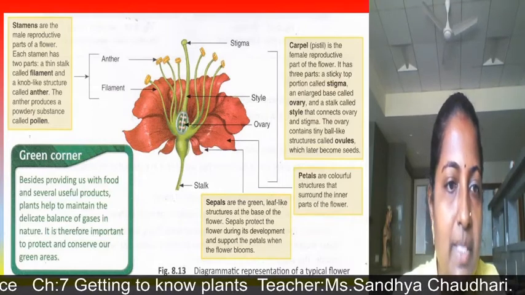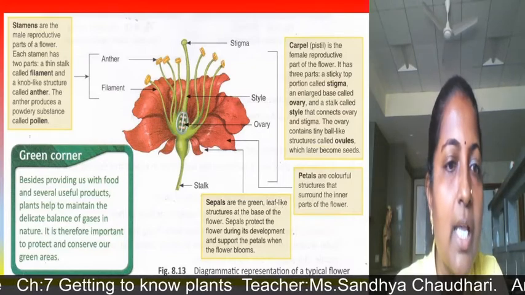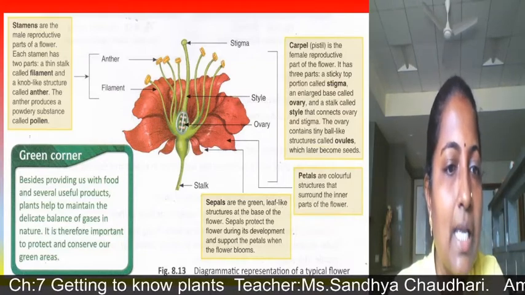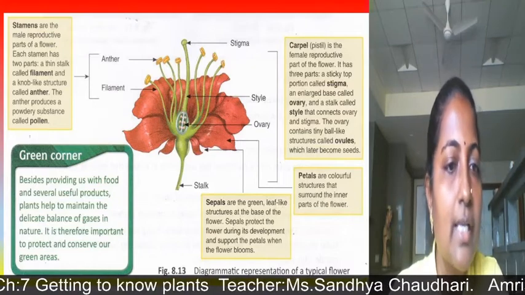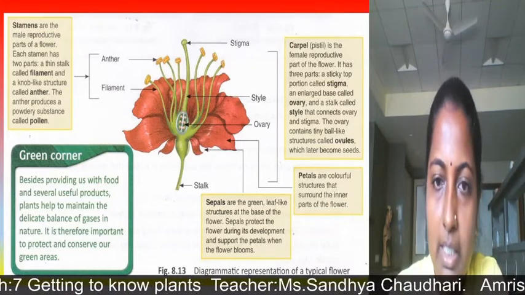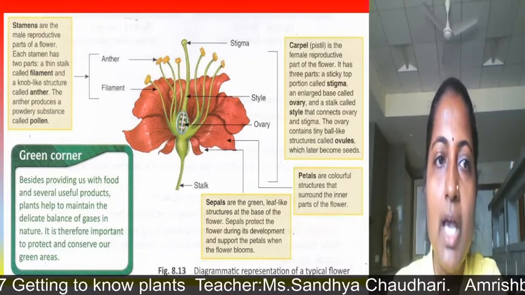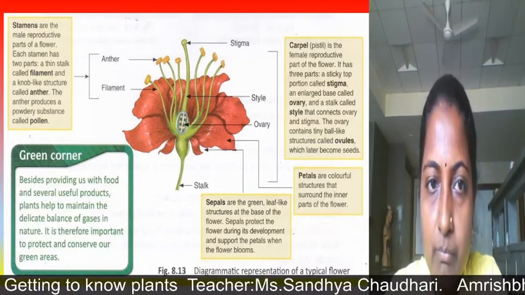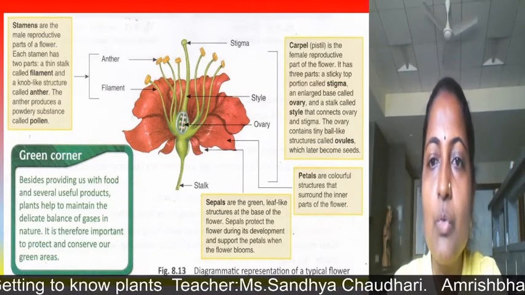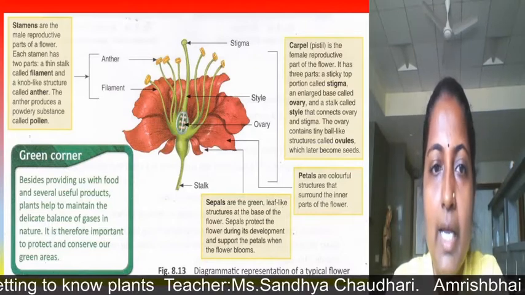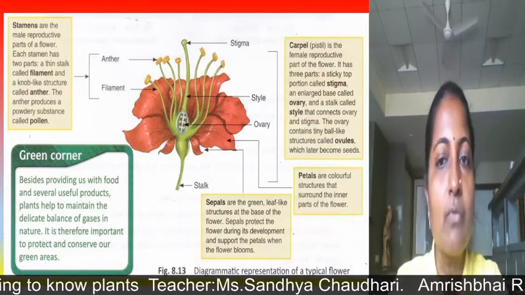Green corner. Besides providing us with food and several useful products, plants help to maintain the delicate balance of gases in nature. It is therefore important to protect and conserve our green areas. In short, I just want to say that we have to plant trees, we have to protect them, we have to take care of the plants, and if we take care of plants, then ultimately it will be beneficial for human beings.